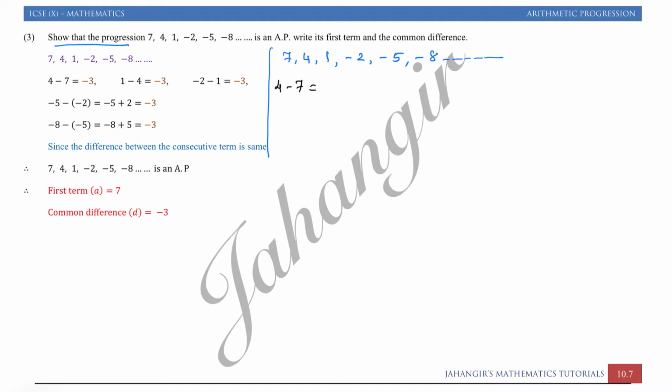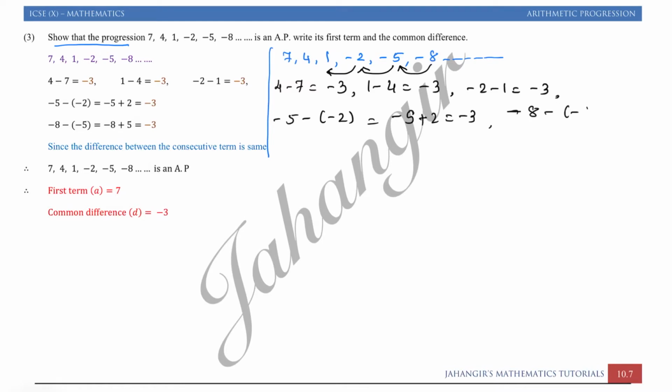So we will take the second term, that is 4 minus 7, that is minus 3. Then 1 minus 4, that is again minus 3. Minus 2 minus 1, that is again minus 3. Just keep on subtracting. Then minus 5 minus of minus 2, minus 5 plus 2, that is minus 3. Then minus 8 minus of minus 5, that is again minus 3. Since the differences between the consecutive terms are the same, all of them have minus 3 as the common difference.